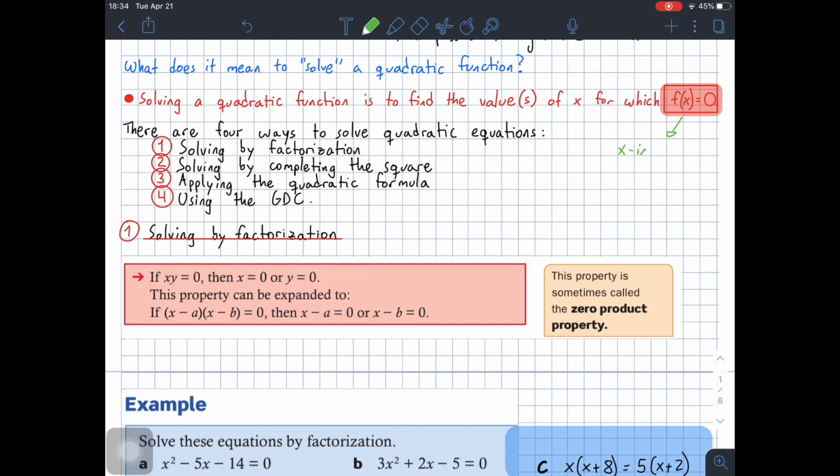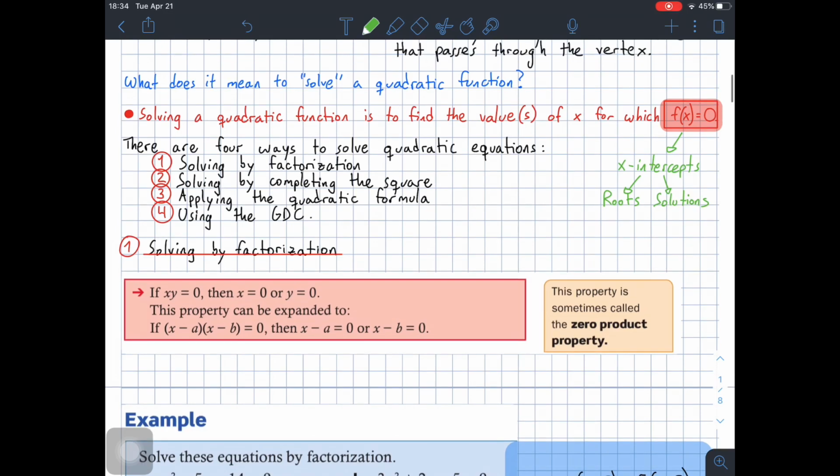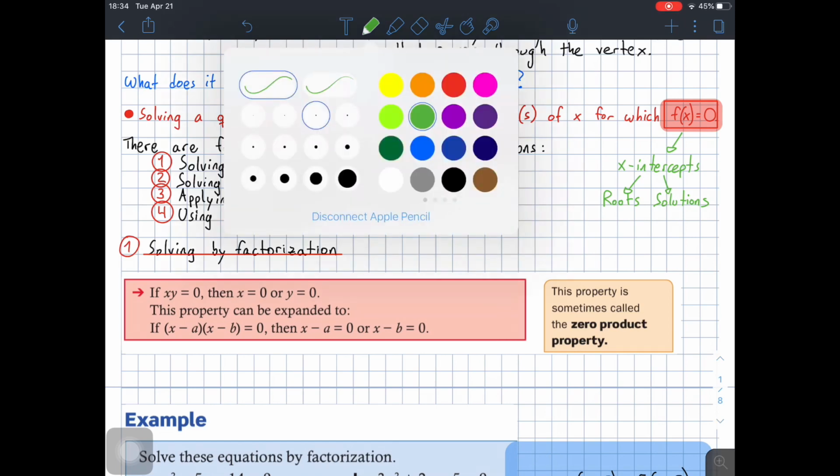That's why we call the x-intercepts roots, or in some cases we also call them solutions. Okay, that's why whenever you read the word solve, that means that we need to find the x-intercepts, or we need to set the equation or the function to 0.